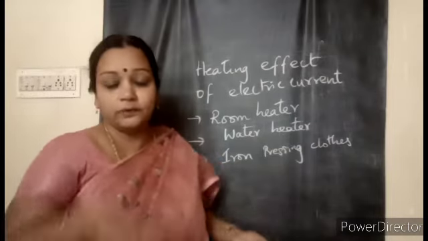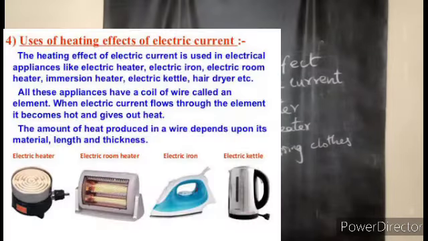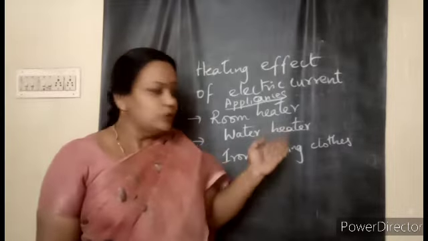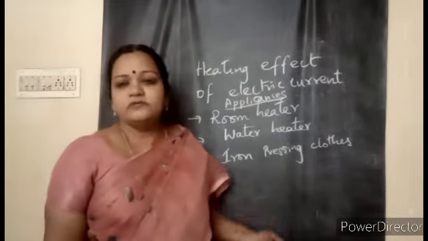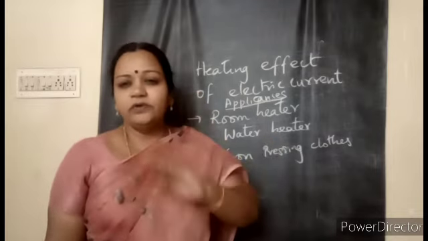Like that we can add even the electric cooker and electric oven. All these are appliances in which electric current is getting converted into heat energy, and we use it for cooking or heating water. This effect is very useful for mankind. We utilize it for many purposes like cooking food, heating things and pressing clothes. You can add some more appliances here in which electrical energy is converted into heat energy.